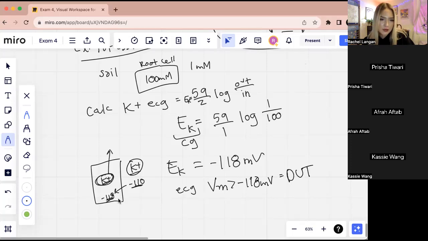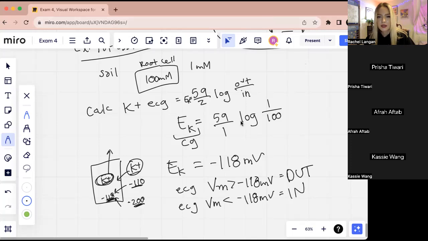And then let's say the membrane potential was like negative 200. Now it's way more negative than I want it to be. I want it to be here. So as a potassium ion, how can I move to make the membrane potential go from here to that value? Well, I want it to be more positive. So I would now want to move in. So now I know the ECG is, whenever the membrane potential is less than, or more negative than, negative 118, then as potassium, I want to move in.